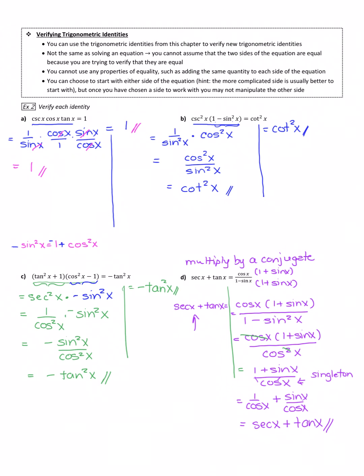The other strategy that was not really shown in these examples is anytime you're going from two terms to one term, how do you take two terms and make them one? You're going to have to find a common denominator, okay? So you will want to be able to do that.